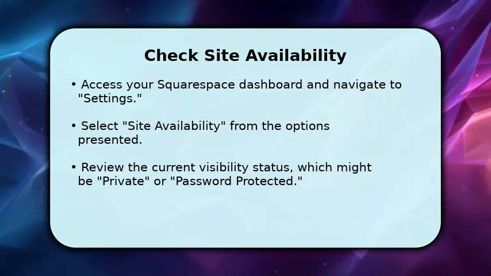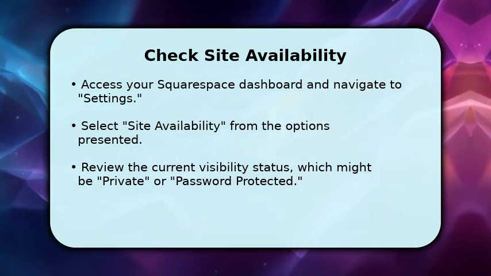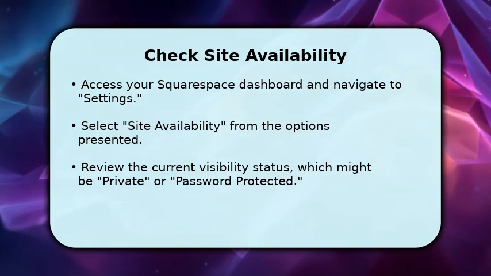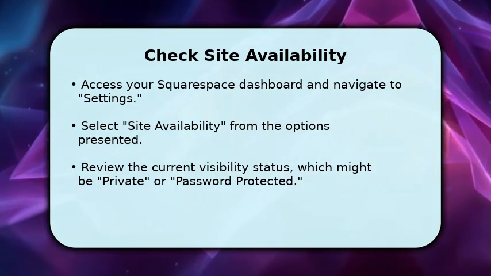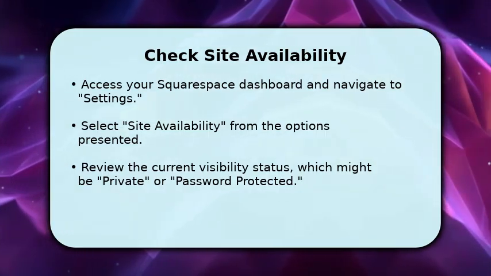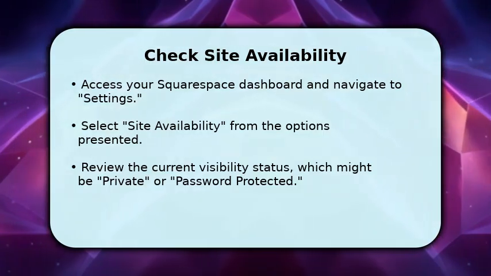First, log into your Squarespace account and go to your website's dashboard. On the left-hand menu, locate and click on Settings. Within the Settings panel, you'll find an option called Site Availability. This section shows your site's current visibility status, which is usually private or password protected during the building phase.